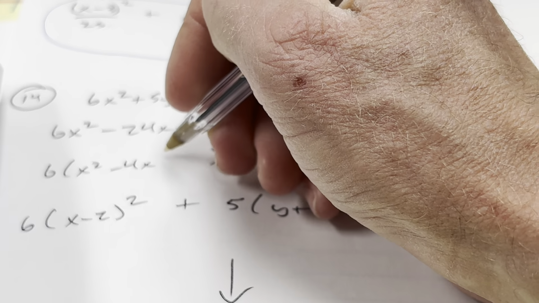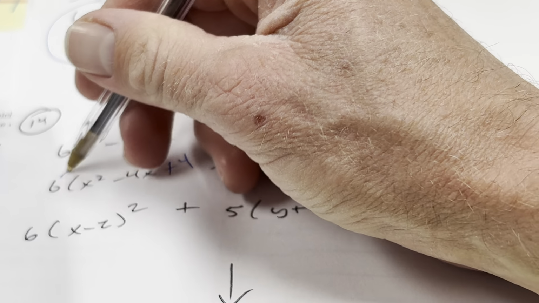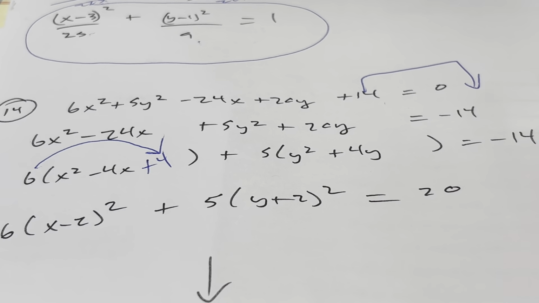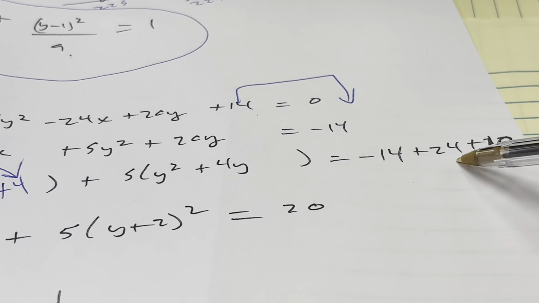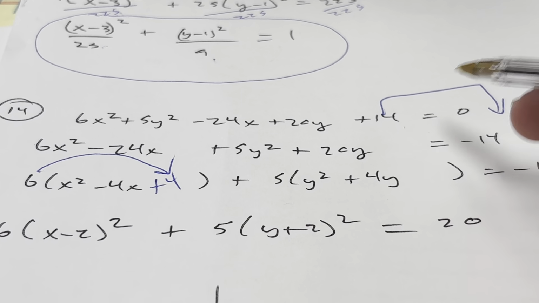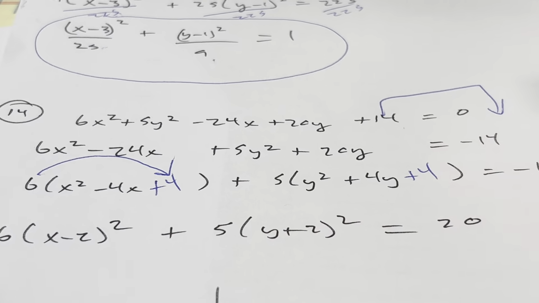I'm going to take half of negative 4, which is negative 2. I'm going to square it to get 4. Now, I'm not just adding 4 to the left. I'm adding 24. So I'm going to put a plus 24. I'm going to take half of 4, and I'm going to get 2. I'm going to square 2 to get 4.